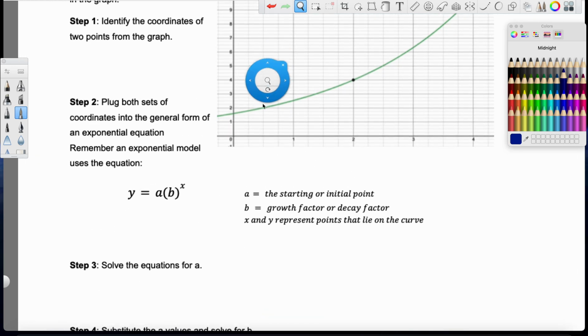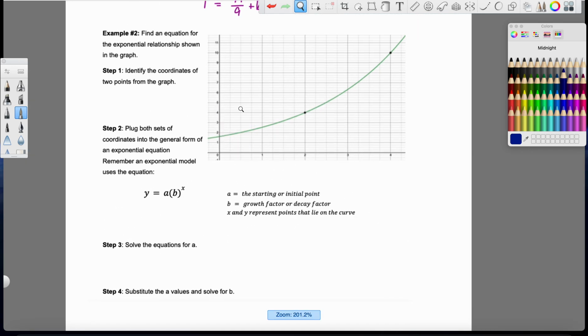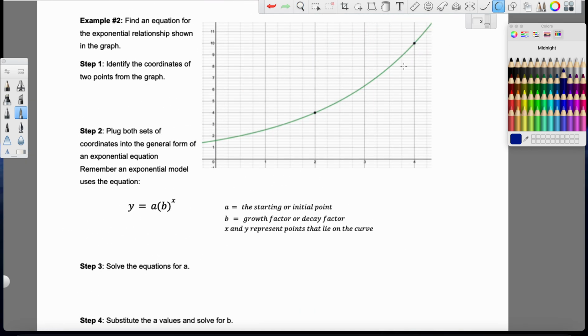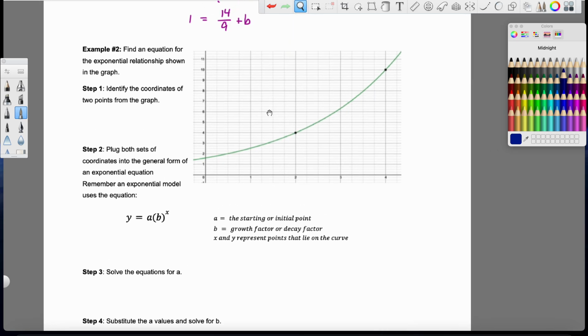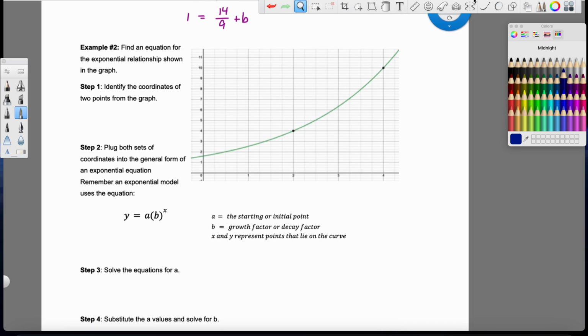Okay, example 2. We have an example here of an exponential growth equation. We have the graph, and I want to find the equation. So here I've got 2 points that are identified. This is at 2, 4. And this one right here is 4, 10.